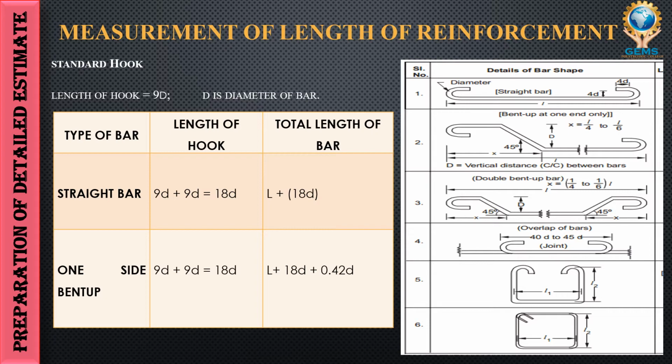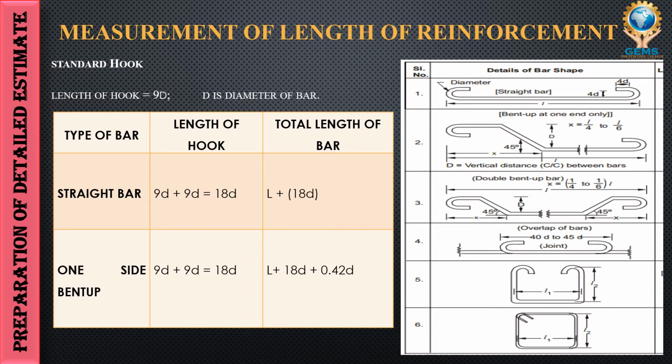The first type of bar is the straight bar, then the second is the one side bend up bar. In the image you can clearly see the straight bar; I will show it using the highlighter. Length of the hook: hook means this portion. Here they have mentioned 4D, but we are taking the length of the hook as 9D. This portion is 9D and this portion is 9D, we have it here also. So the length of the hook will be 9D plus 9D, equal to 18D.